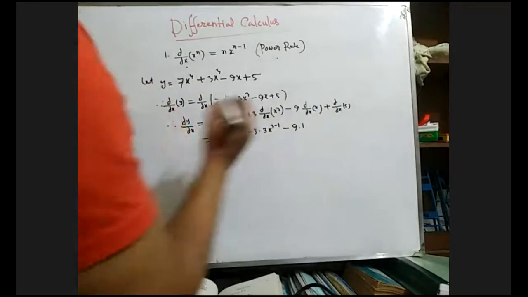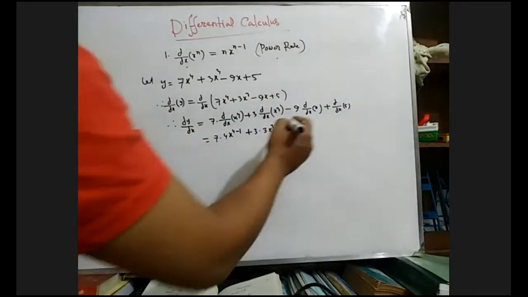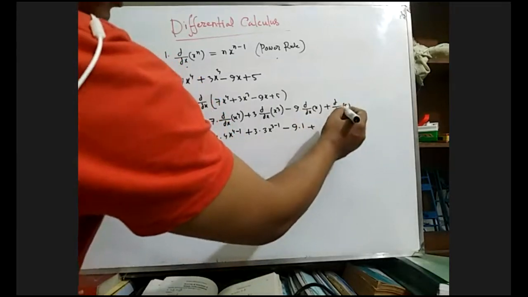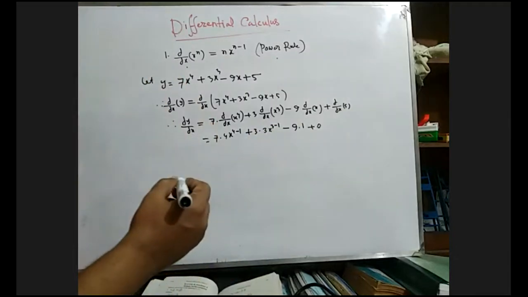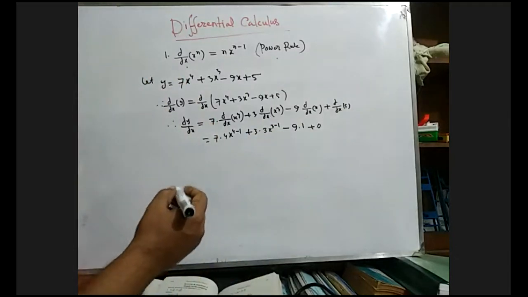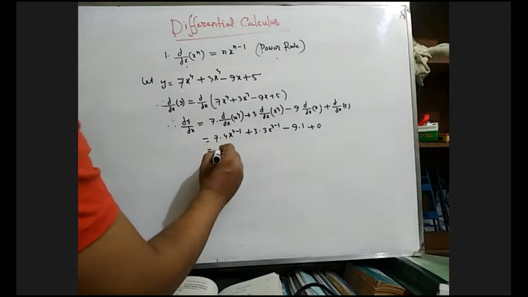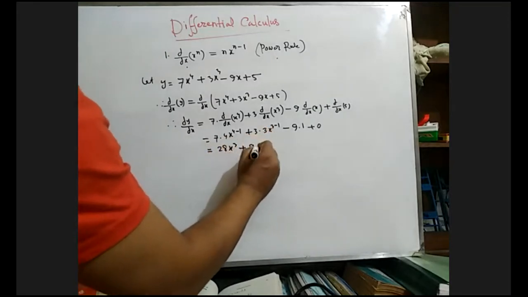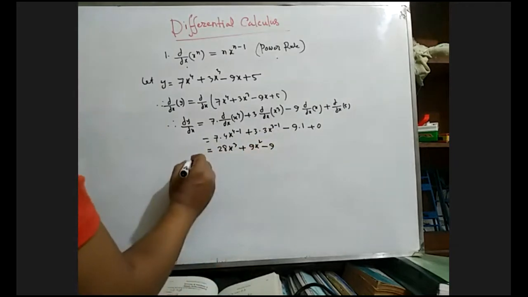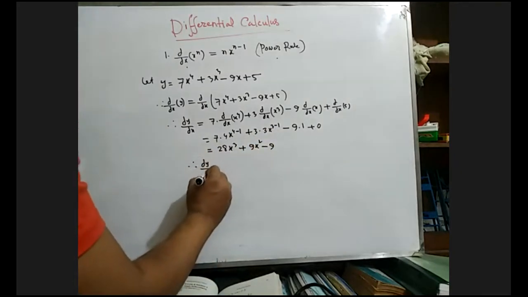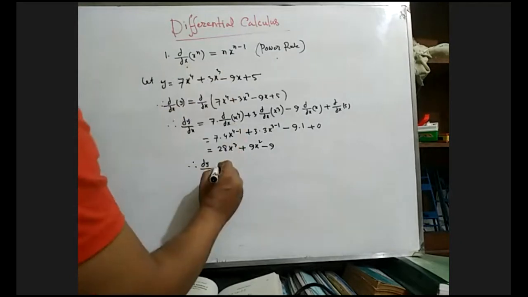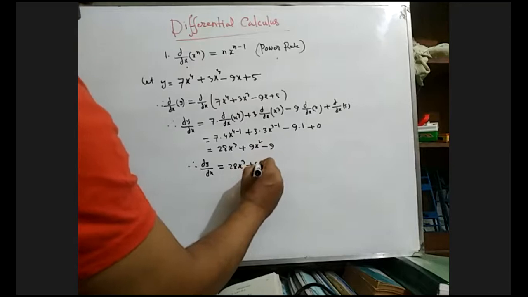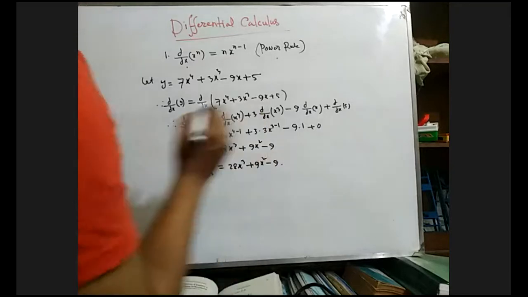Second formula: differentiation of x with respect to x will be 1. So d/dx of the constant, there is no function of x, this is why it is 0. Constant rule: differentiation of any constant will be 0. So we get 28 x cube plus 9 x square minus 9. Therefore, the differentiation of the given function y with respect to x is 28 x cube plus 9 x square minus 9. This is the result.